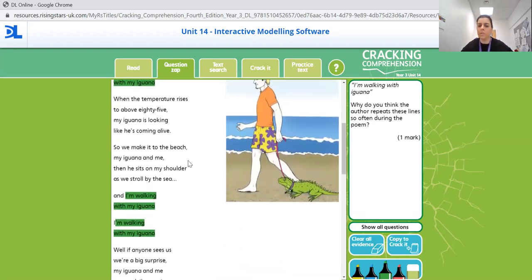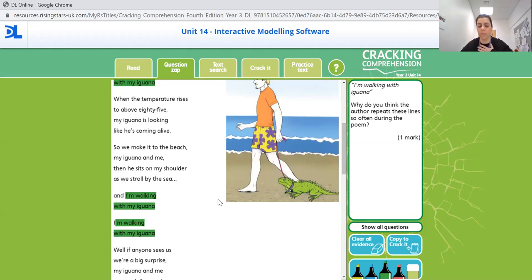Now, I think it slows down the poem. So when you're reading it, for example, here, when the temperature rises to above 85, my iguana is looking like he's coming alive. So we make it to the beach, my iguana and me, then he sits on my shoulder as we stroll by the sea, and I'm walking with my iguana. I think it slows down the poem. And to me, it shows that he's walking. It's making it quite slow that he's walking with his iguana.